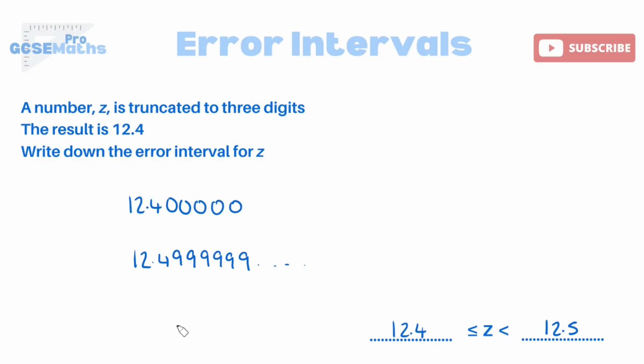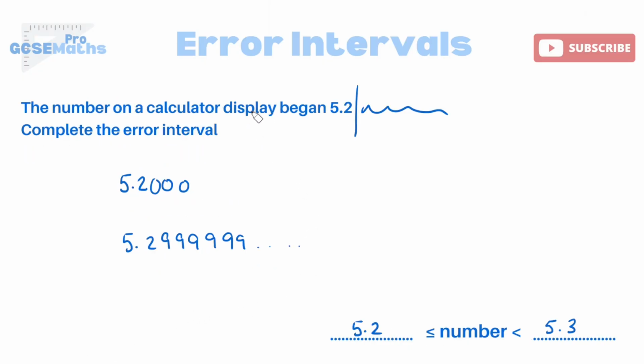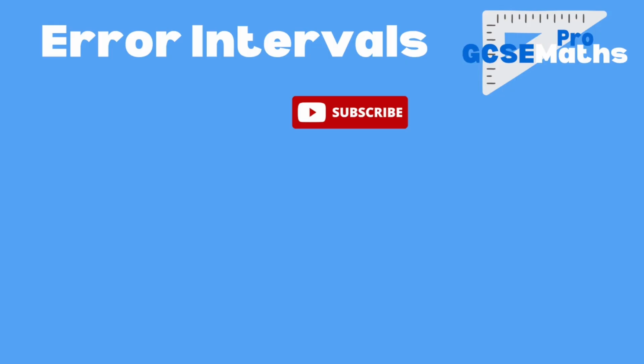Either they will use the word truncate or they will use the concept of looking at a calculator display and only reading the first 2 or 3 digits. That's the same thing. So that is everything you need to know on error intervals. Hopefully that would be an easy 2 marks for you to gain now in your exam. Just remember that there are those 2 different types of error interval questions and which one is it that you've been given.